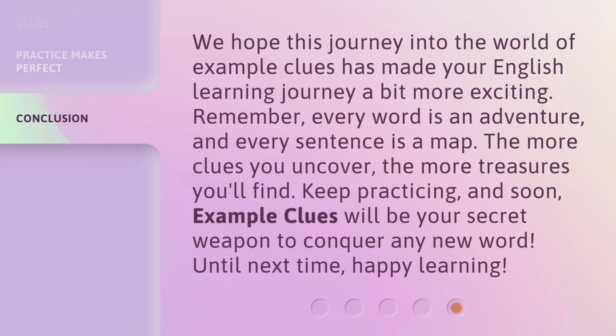We hope this journey into the world of example clues has made your English learning journey a bit more exciting. Remember, every word is an adventure, and every sentence is a map. The more clues you uncover, the more treasures you'll find. Keep practicing, and soon, example clues will be your secret weapon to conquer any new word.